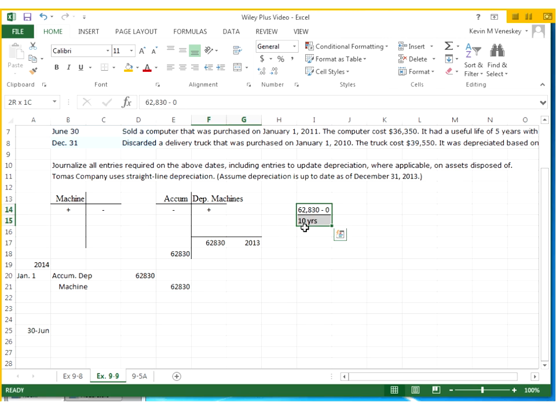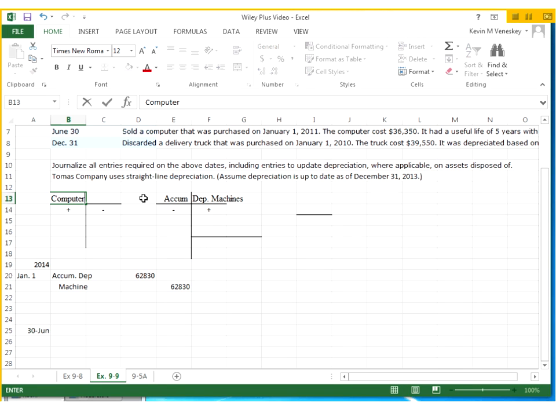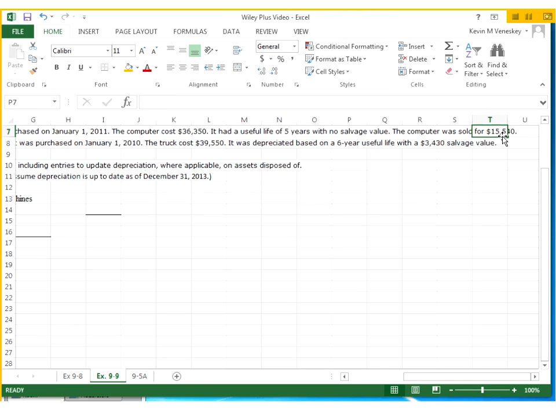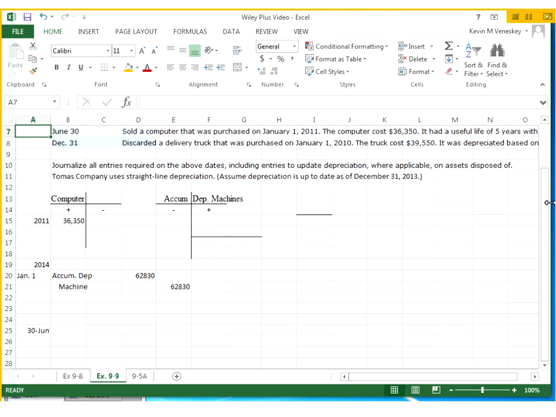Okay, now we're going to look at this with the next problem. On June 30th, this machine is now a computer. I purchased it back in 2011, and again, I purchased it at the beginning of the year in 2011. The computer cost $36,350 with a useful life of 5 years and no salvage value. The computer was later sold on this date of June 30th for $15,540. We'll come back to that in a minute.